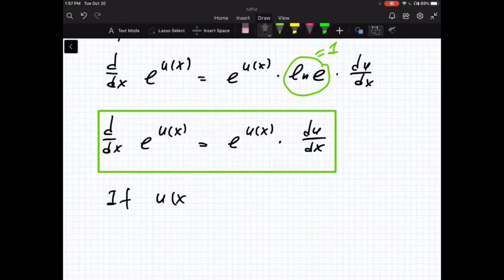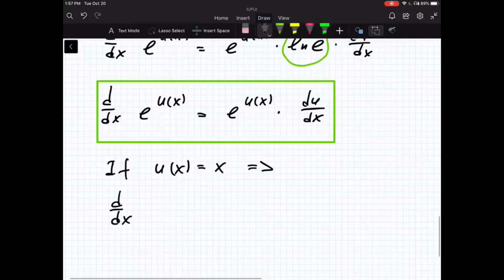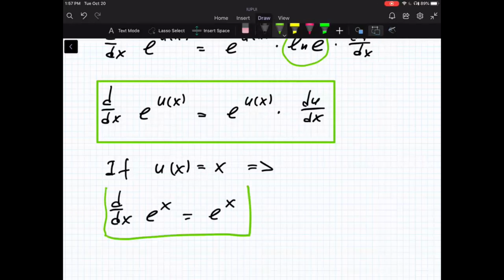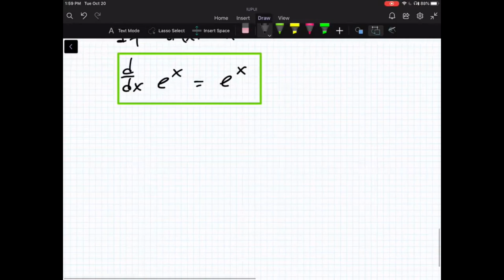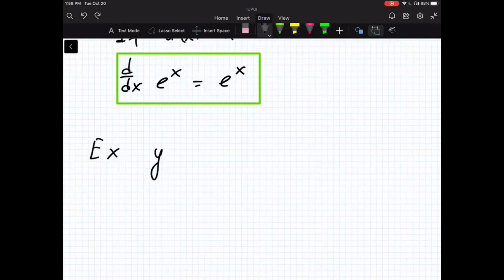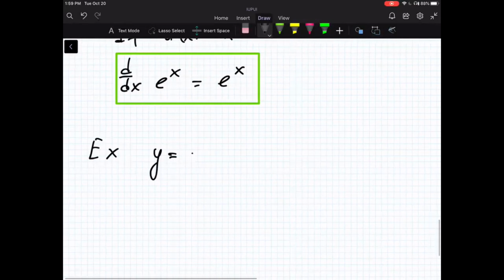If u of x is just x, then we get that d over dx of exponential of x is equal to just exponential of x, because the derivative of x gives us just 1. And so this function, exponential of x, has a very nice property. If you differentiate it, the derivative will be the same function. Okay, let's do some examples. y equals 2 to the power x squared. So it has the form a to the power u of x, where u of x is x squared.